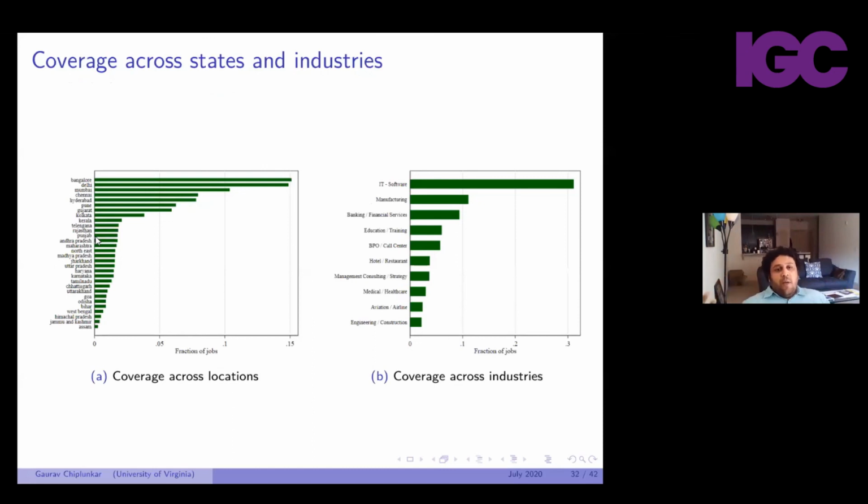I don't want you to think that if you know any of these, the Naukris and the Shines and the Indeeds of the world, they're operating in rural areas, right? They're mostly operating in big metropolitan cities. And that's basically consistent with what we see there. So that's what I want you to have in mind.